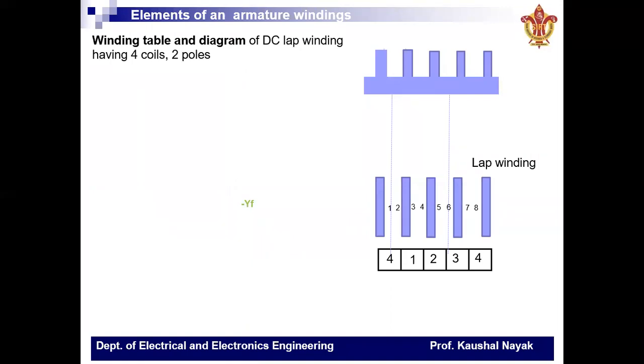Here is an example in order to understand the winding diagram of a lap wound DC machine. For that, let us consider a two-pole DC machine having four coils wound in lap winding pattern.